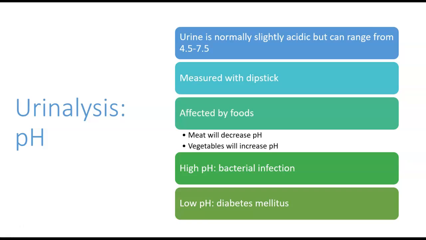pH can be affected by food. If we eat a lot of meat, typically we'll have a more acidic urine. If we eat a lot of vegetables, we'll have a more alkaline pH of urine.